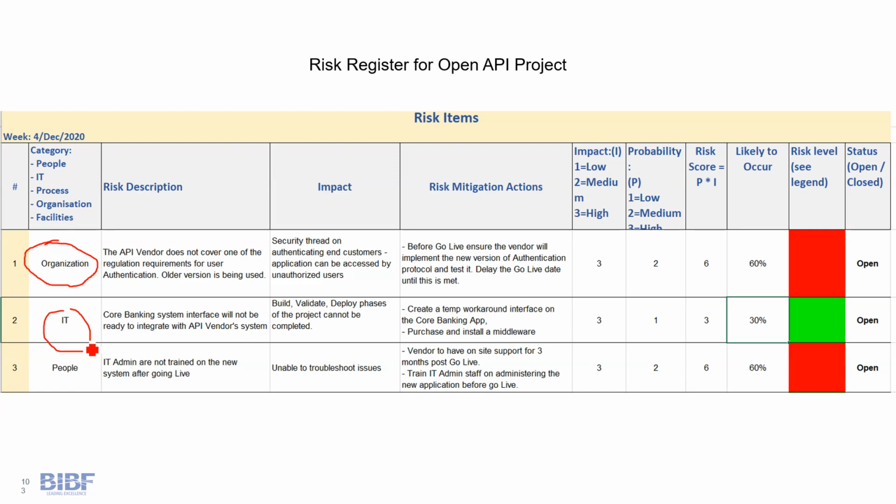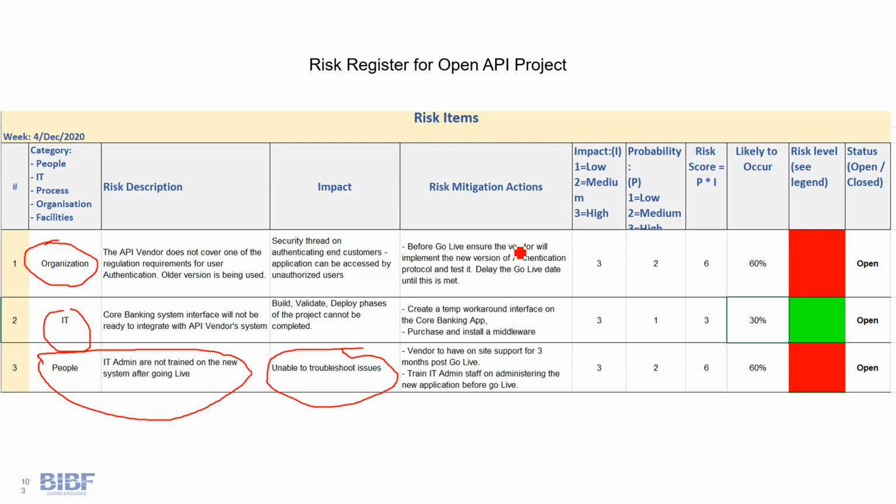And the final one is basically the IT administrators are not able to be trained on the system, which is actually a people category of a risk, which means your IT administrators did not receive the training on the new system. The impact of this risk is you're unable to troubleshoot issues if they occur. You'll not be able to solve any problems if they occur on the systems, either on the website or on the servers or on the database.